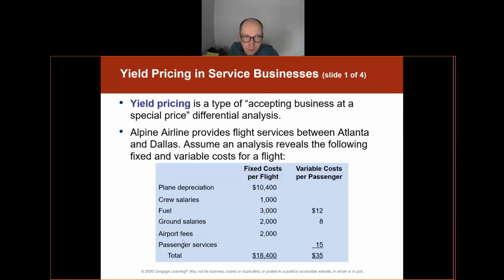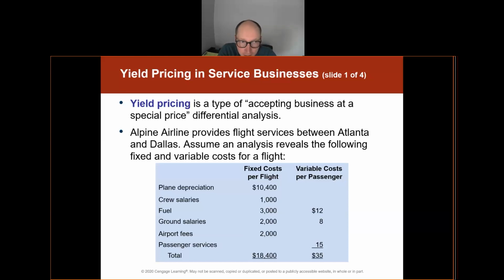Last concept I want to talk about, yield. The word yield is what's extra, what's different. Yield. Yield pricing is accepting business at a special price through differential analysis. That's yield.